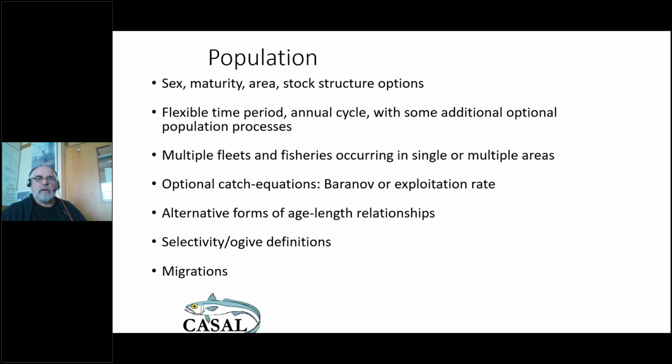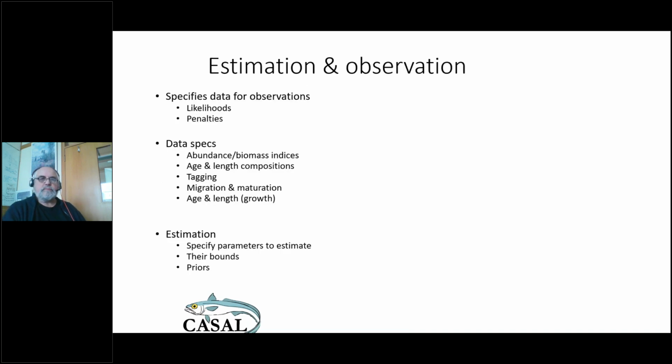So the population dynamics for CASAL: it has sex, maturity, area, and stock structure options. It has a flexible time period, an annual cycle, and some additional optional population processes. It can have multiple fleets and fisheries, and they can occur in single or multiple areas. You had two catch equations, Baranov or exploitation rate. There were alternative forms of age-length relationships, selectivities and ogive definitions, and you could also have migrations.